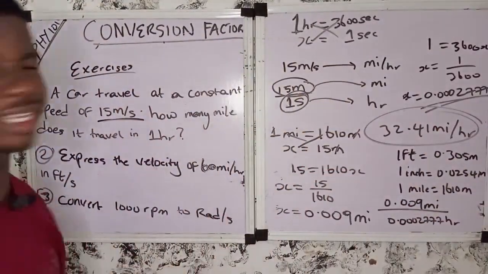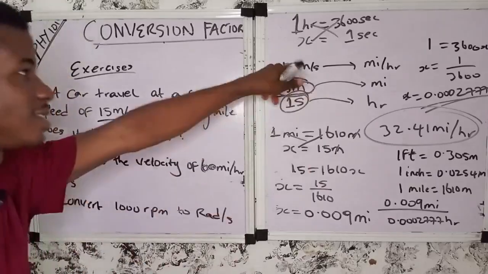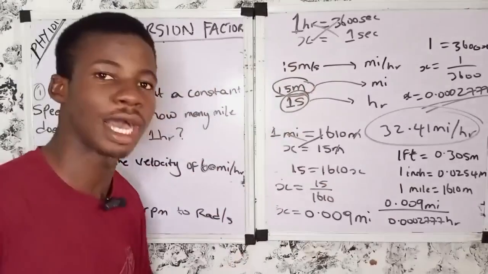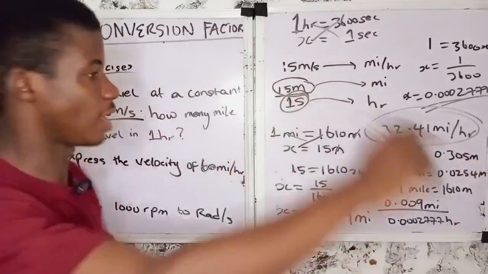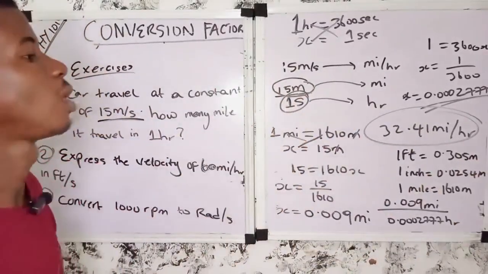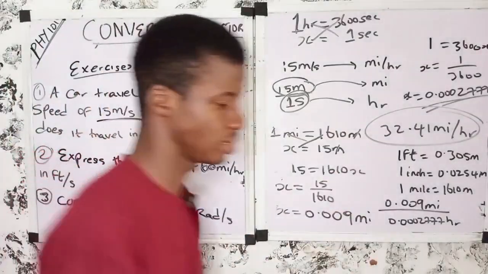Yes, it's very, very easy. Just convert 15 meters per second to mile per hour. Convert the 15 meters to mile, convert the 1 second to hour. So that is just it, okay?